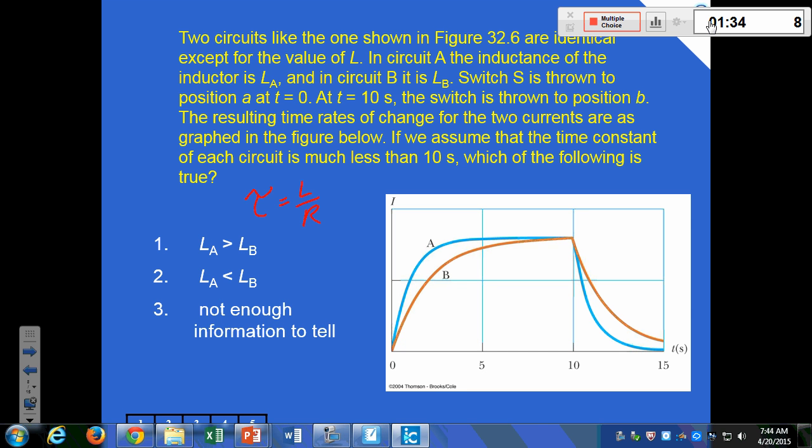We're sort of evenly split. Right now 4 of you have 1 and 4 of you have 2. So you want to think about which one has the bigger time constant. Does circuit A have the bigger time constant, or does circuit B? If we think about this, circuit A reaches its maximum value pretty quickly, whereas circuit B reaches its maximum value in a longer amount of time. So how does that translate into the time constant? What does the time constant mean in this case? Which of these has the bigger time constant? Whichever one has the bigger time constant will also have the bigger inductance.